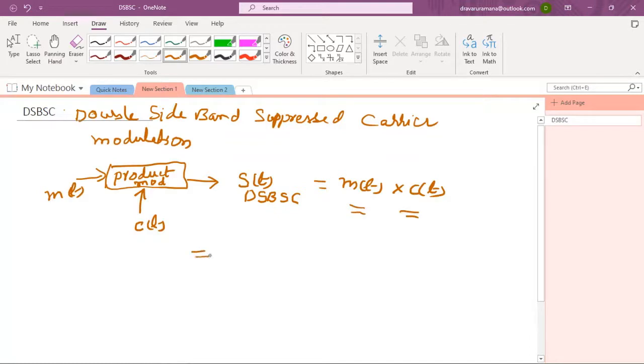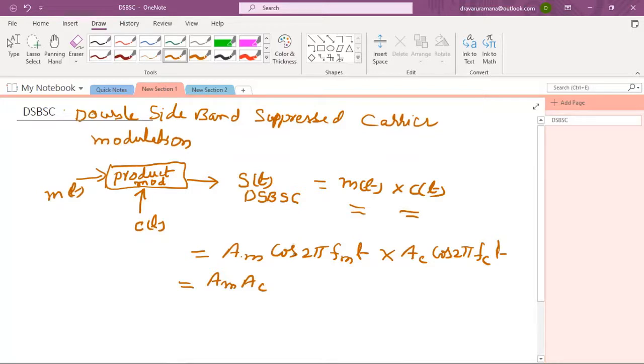So message signal m(t) equal to Am cos 2 pi fm t, where Am is the amplitude of the message signal, fm is the frequency of the message signal. It is multiplied by carrier signal. Carrier signal is Ac cos of 2 pi fc t. Ac is the amplitude of the carrier, fc is the frequency of the carrier. So this is just equal to Am Ac.